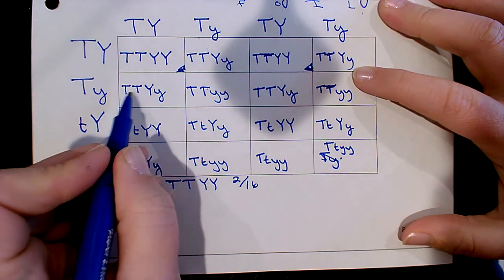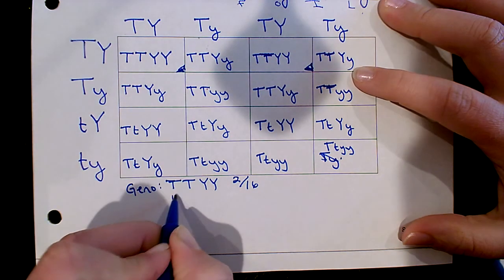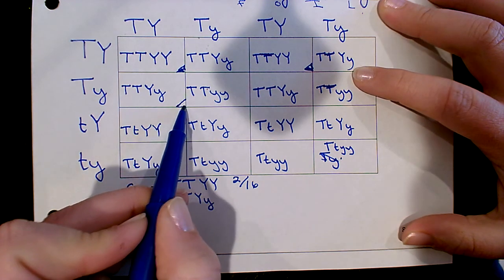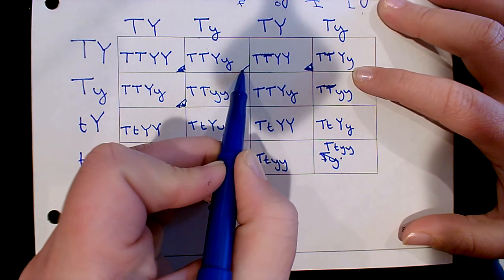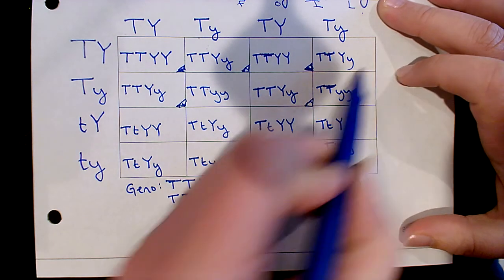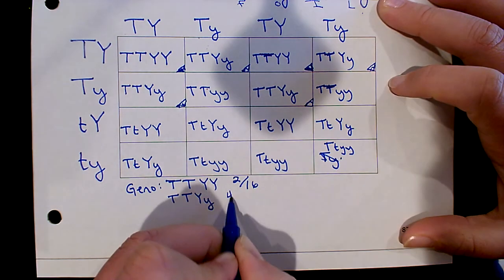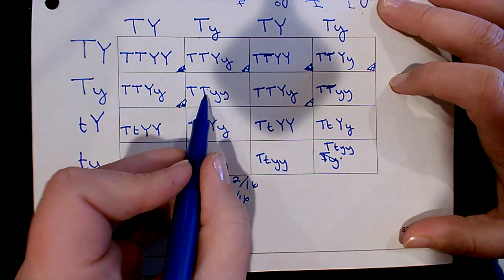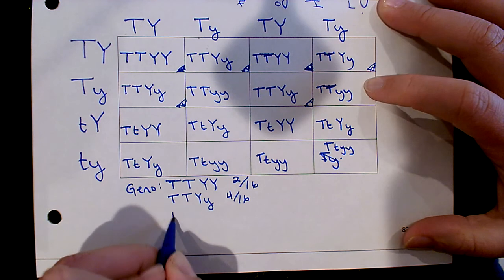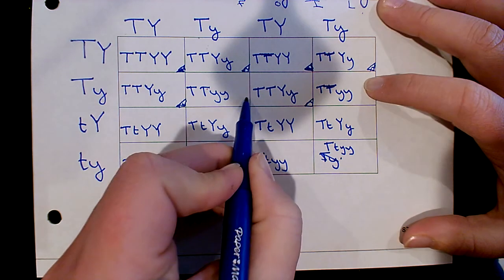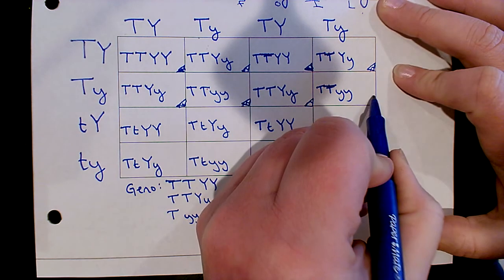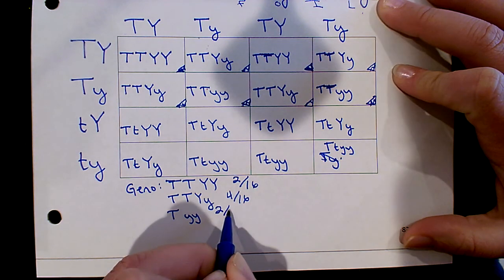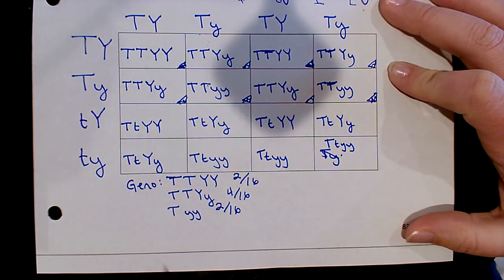So there's another genotype. Let's do this one. Big T, big Y, little y. So again, I'm going to say, how many of those are there? So there's one, there's one, there's one, and there's one. So this one has a 4/16 chance. Let's see. Here's another one. Big T, little y, little y. I see there's one there. And there's one there. And that's it. So there's a 2/16 on that one.